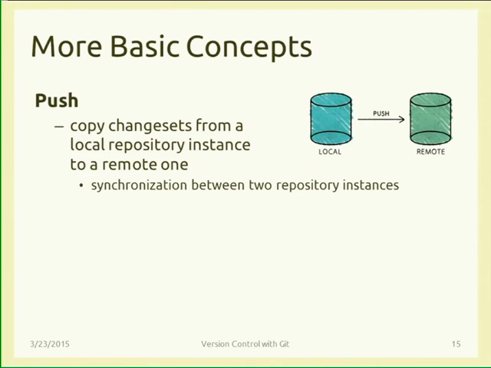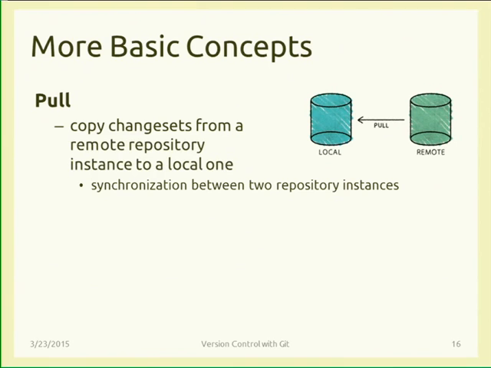And we have to add two more basic concepts. The first one is the push operation. I take the changes in my local repository and synchronize them, putting the changes on the remote repository. It's the equivalent of the commit, but between repositories. The other operation is pull. I take everything from the remote repository and update my local repository. And then I can update my working copy.